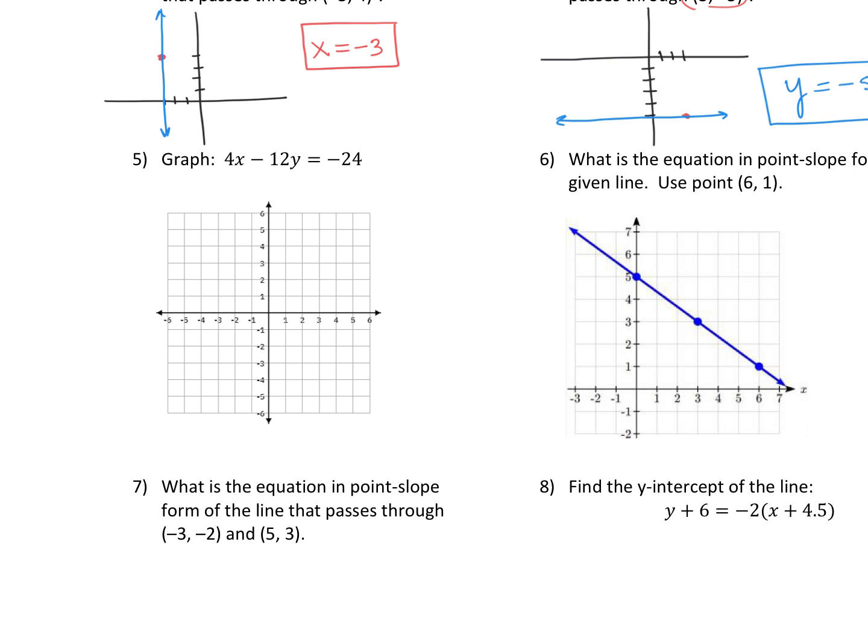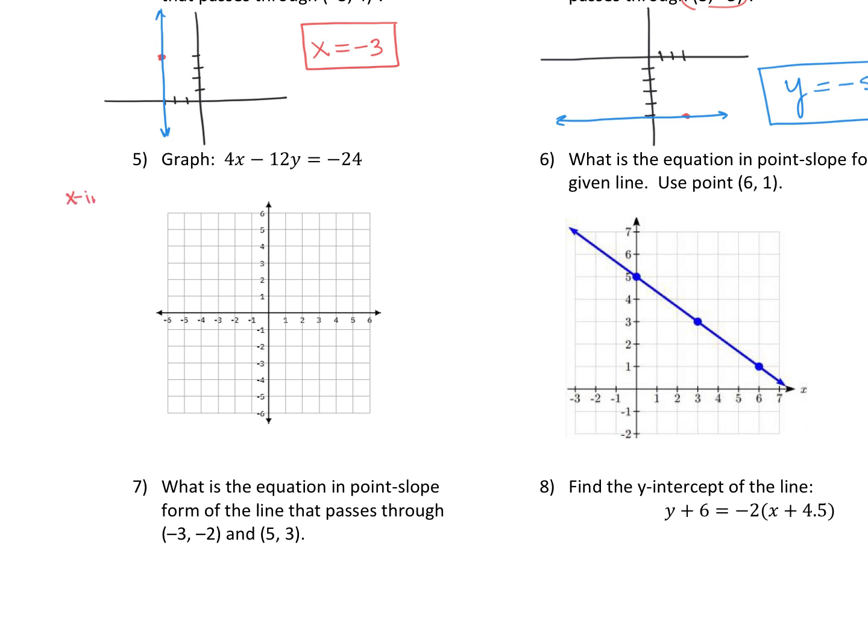You have two ways that you could graph this. You could solve this for y. If you solve this for y and get it into slope-intercept form, then you can graph it like the first problem on this page. But I do want to show you another way. This is standard form, ax plus by equals c. So how can you graph when you're given standard form? We can graph using x and y intercepts.